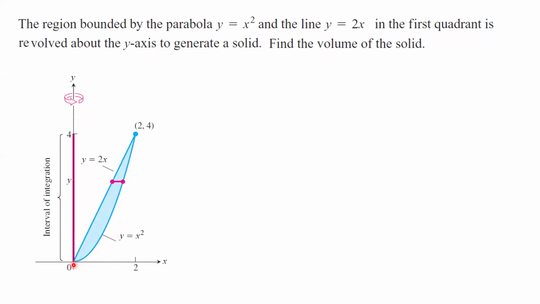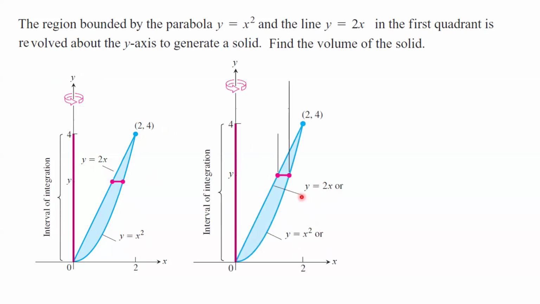y equals x squared is a piece of a parabola here, and since it's located in the first quadrant, we look at this piece. And then y equals 2x is this increasing line. In the first quadrant, they intersect at the origin and at (2, 4). We're going to rotate this about the y-axis, so we're going to rewrite these two functions. y equals 2x can be written as x equals y divided by 2.